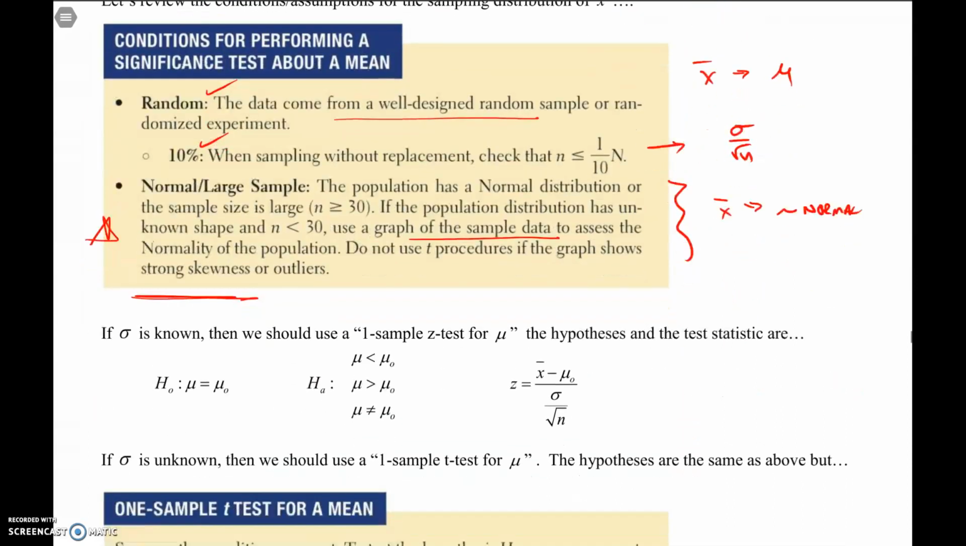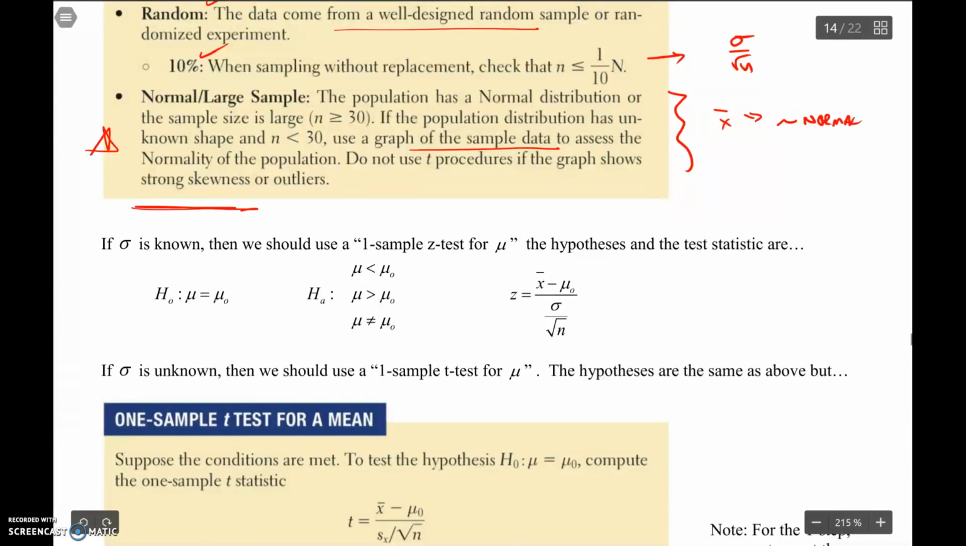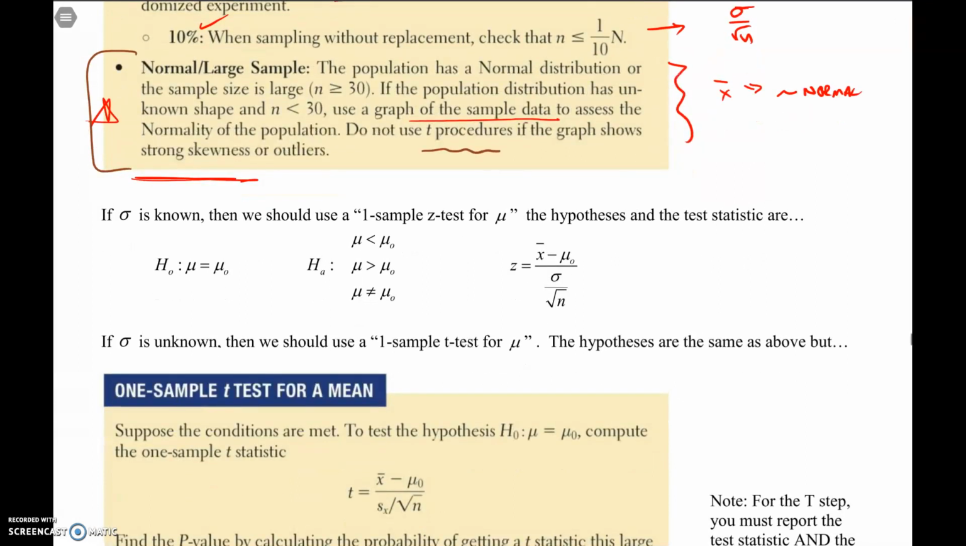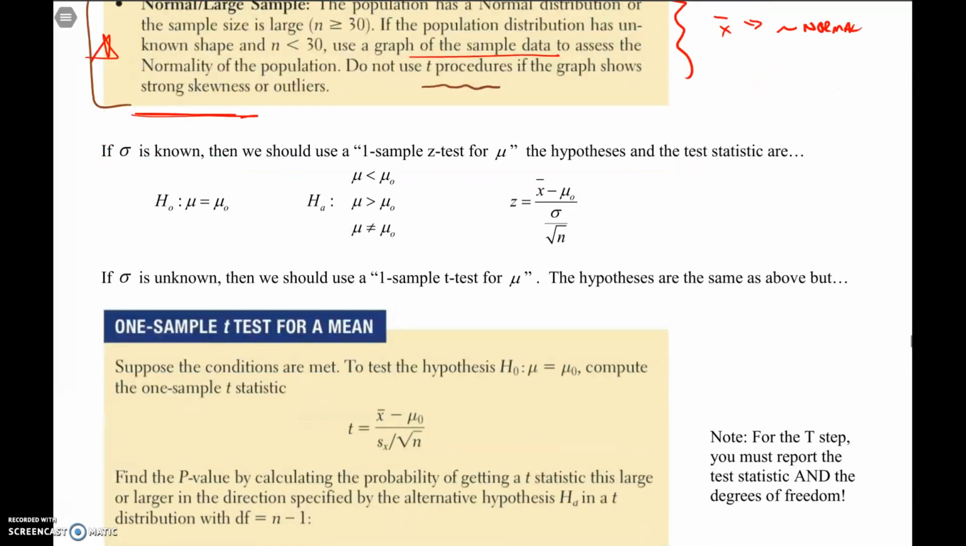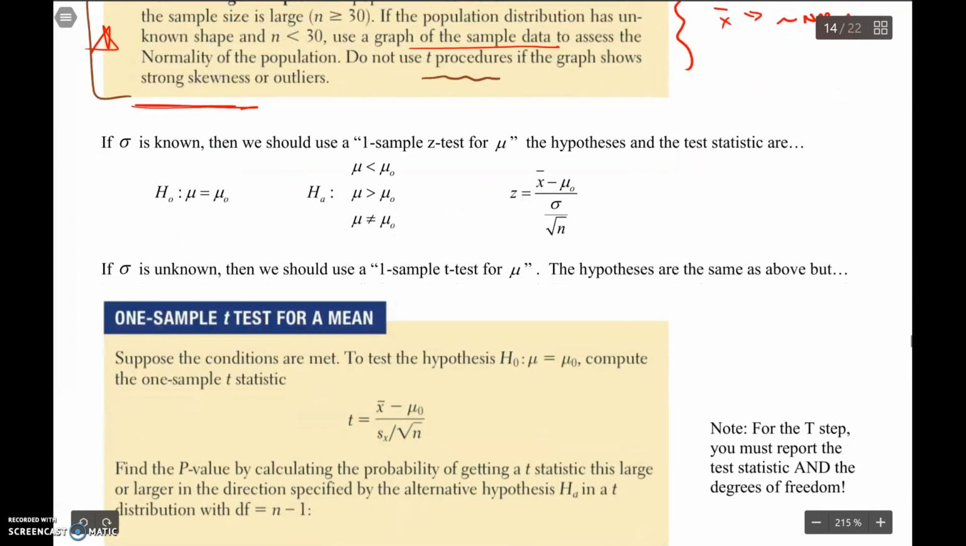All right. Do not use T procedures if the graph shows strong skewness or outliers. But also let's remember that even if this check kind of fails, T procedures are pretty robust with respect to this check, so they're still pretty good. So we usually run the test anyway. If sigma is known, well, actually it doesn't matter if sigma is known or not.